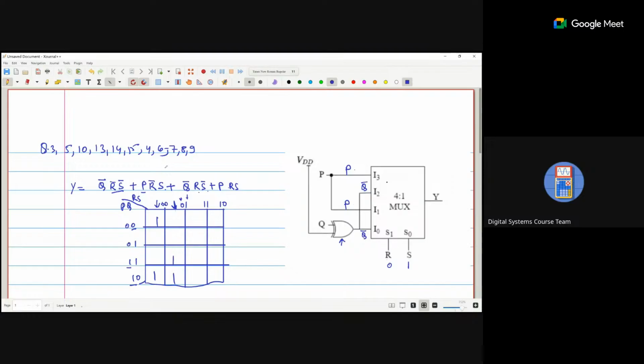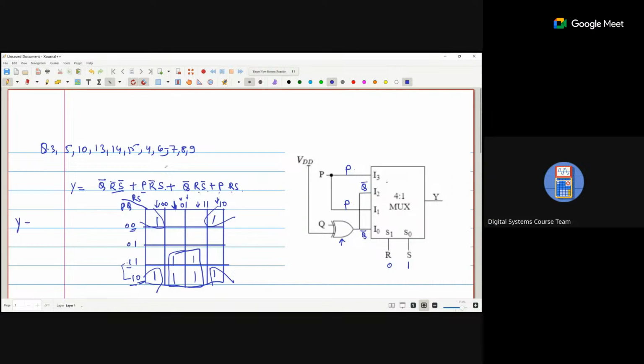Okay, R S bar, that means this column. Again Q is 0, so this and this column. And R S, this column, P is 1 in these two scenarios. So now we have 1 and 1. One group is this one, and one group is this one.